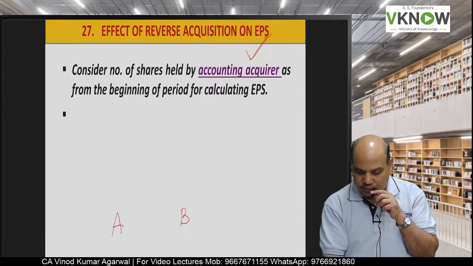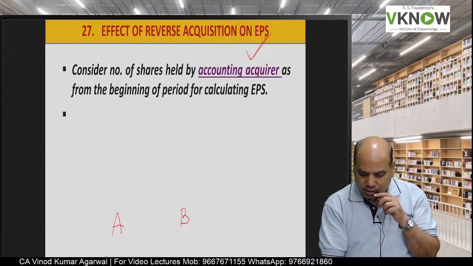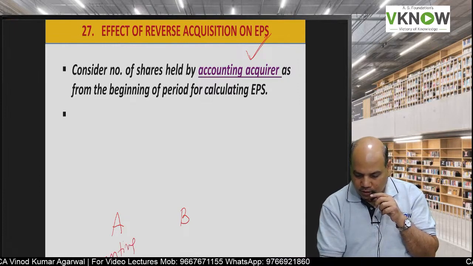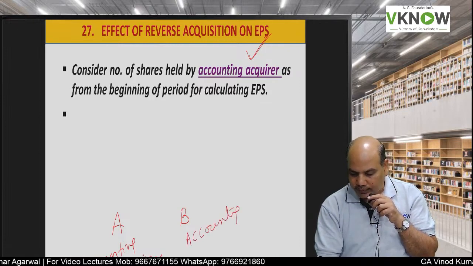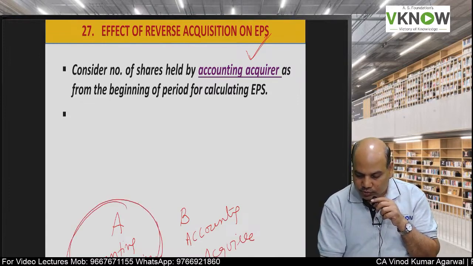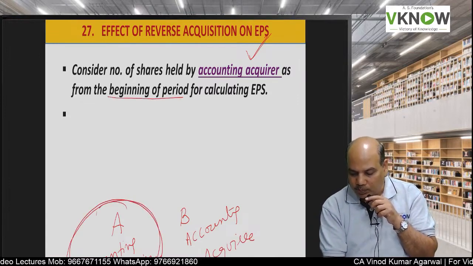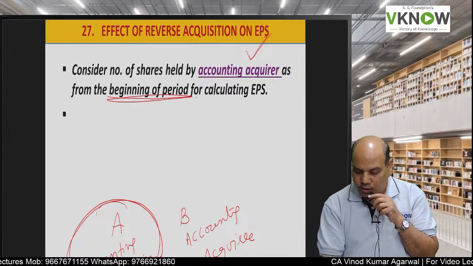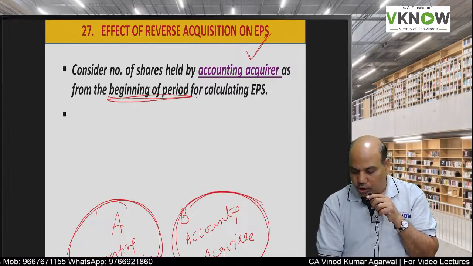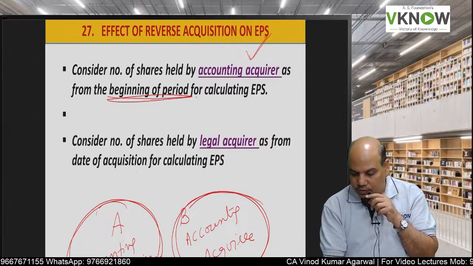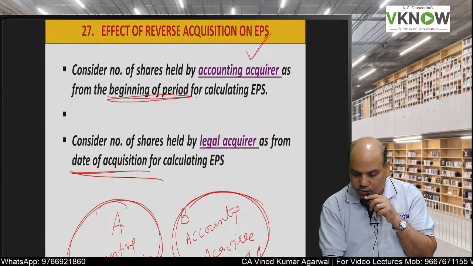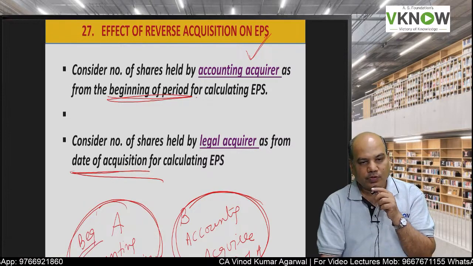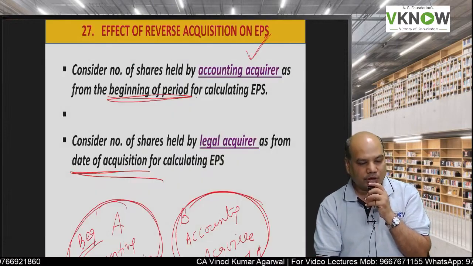A, B. A is accounting acquirer. B is accounting acquiree. You will consider number of shares of accounting acquirer from the beginning of the year, and you will consider the number of share of accounting acquiree from the date of acquisition, and here you will take it from the beginning for the purpose of calculating weighted average number of shares.